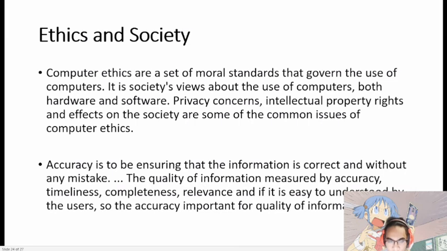Ethics and society. Computer ethics are a set of moral standards that governs the use of computers. It is society's views about the use of computers, both hardware and software. Privacy concerns, intellectual property rights, and effects on society are the common issues of computer ethics.